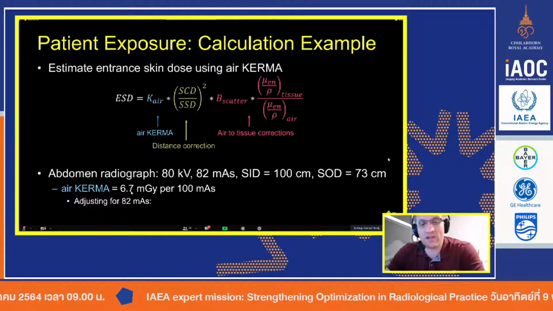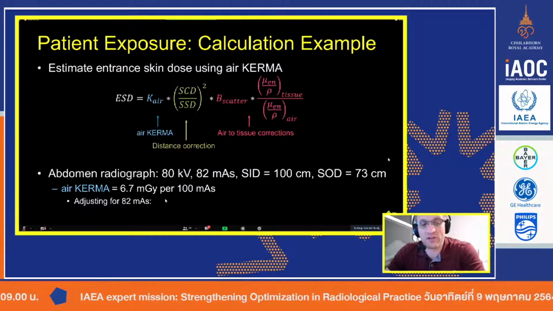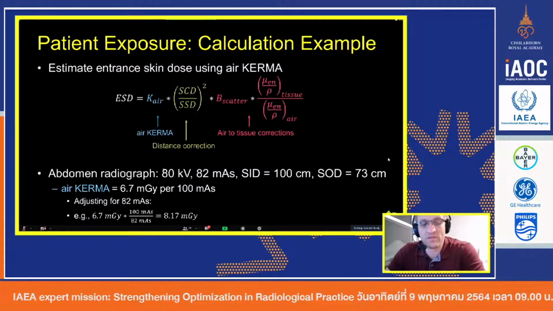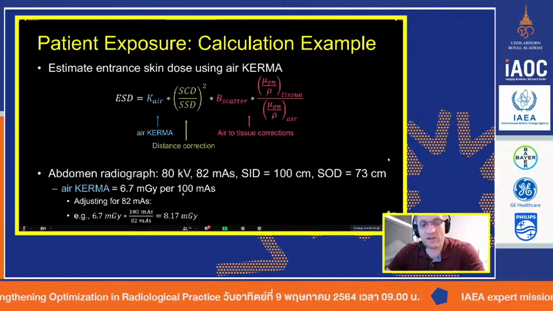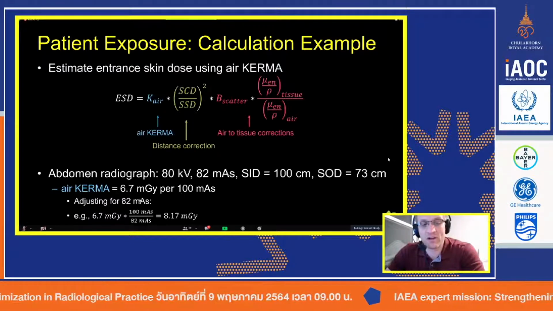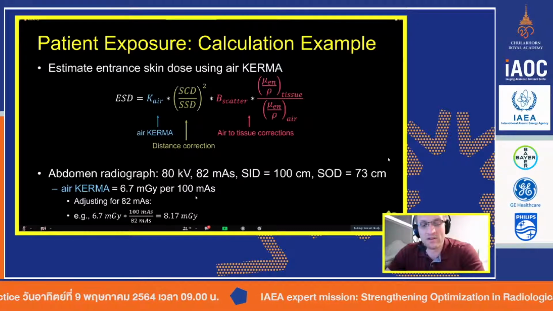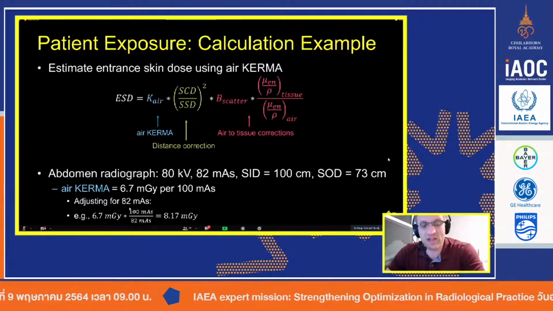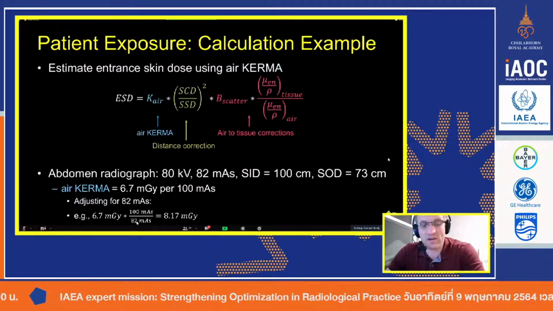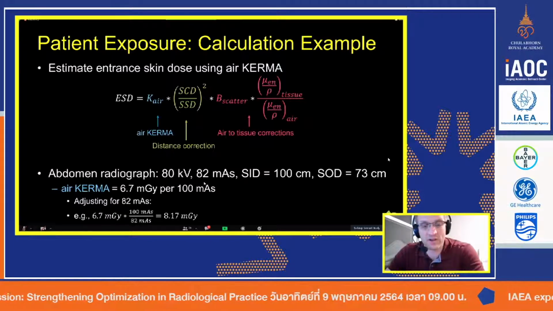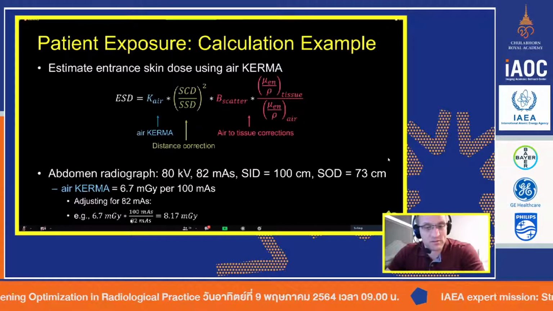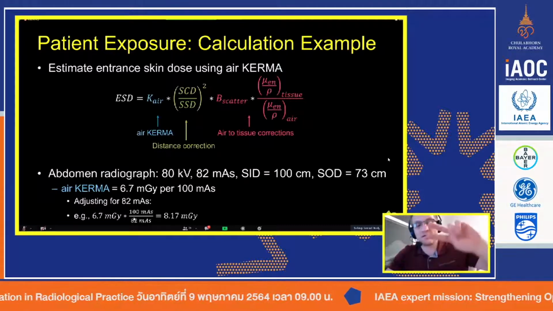And so what I need to do is a couple of calculations and corrections. First thing I need to do is correct for the fact that this patient was actually imaged at 82 mAs, not 100. So I know what air kerma is, 6.7 milligray for 100 mAs. So I take 6.7 and I scale it so that it's actually a little different if it was acquired at 82 mAs. Oh, I actually did that upside down. That's my fault.